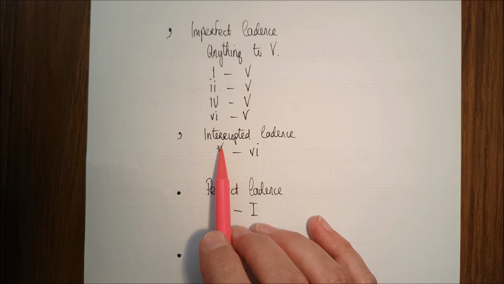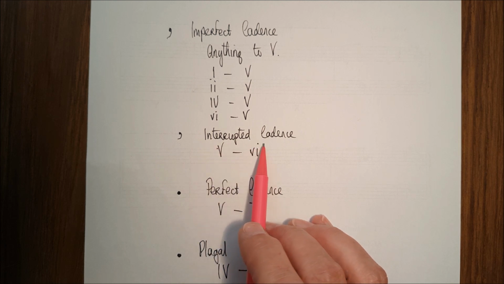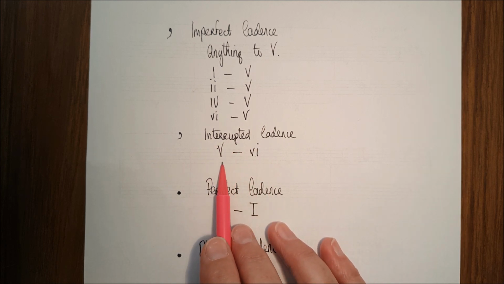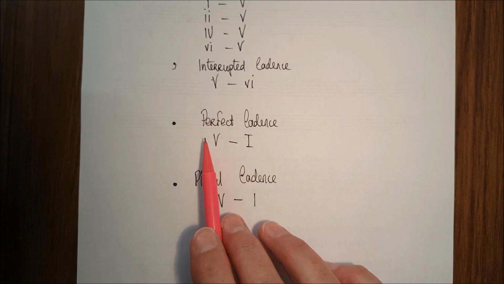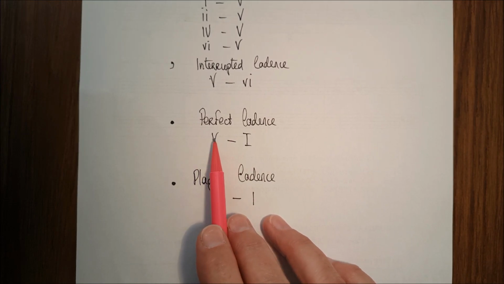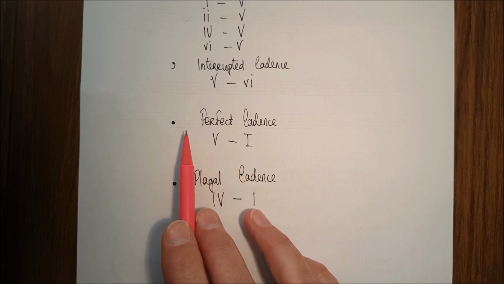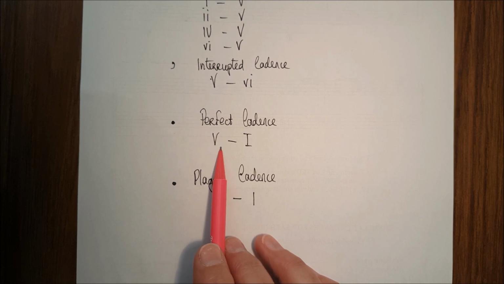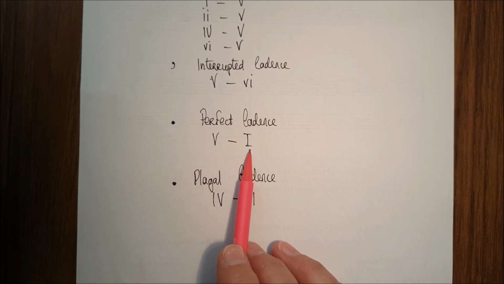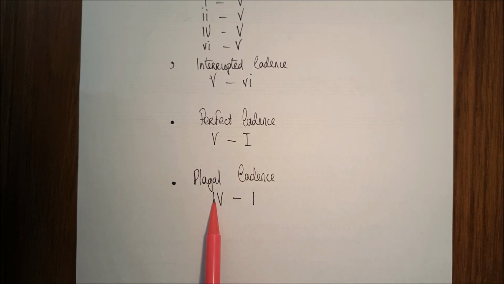The second one that gives you an unfinished sound is the interrupted cadence, which is the chord of 5 followed by the chord of 6. Then there are two cadences which give a finished sound, or that sound like an ending, a bit like a full stop in punctuation, and these are the perfect cadence, which is the chord of 5 followed by the chord of 1, and the plagal cadence, which is the chord of 4 followed by the chord of 1.